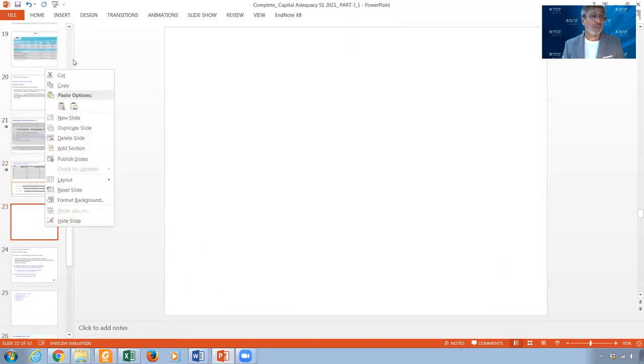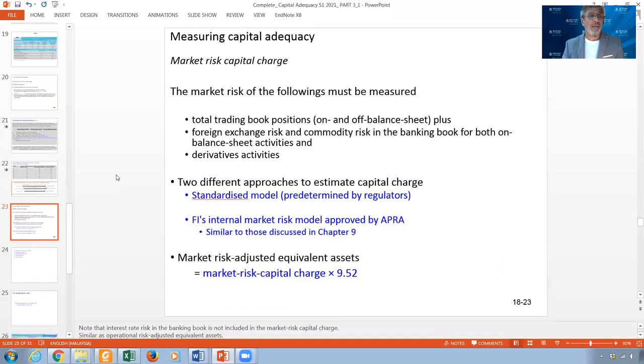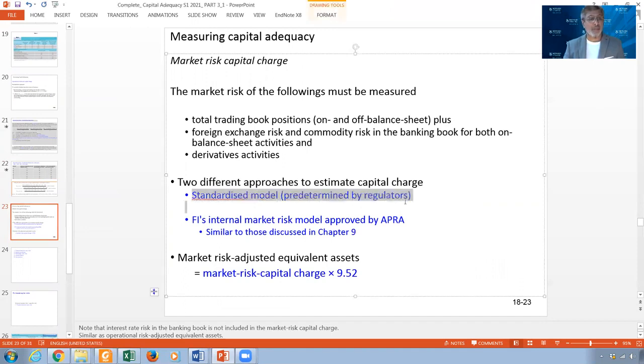Now, let me go to the market risk. Now, the market risk is a big issue, actually. We have two different approaches. We call the standardized model, predetermined by regulators, and we have to use tables, or what we call the internal market risk, which we will discuss in part 4 after we finish part 3. Now, please understand that what we are calculating here is the standardized model.